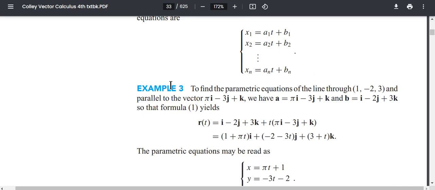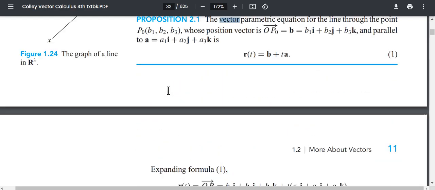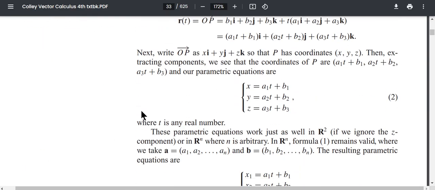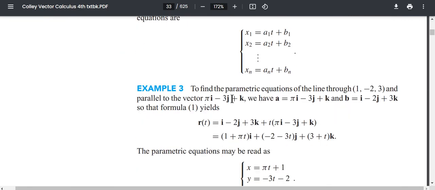Okay, if we want to try an example of this, we should be given a point and we should be given an a. So they give us a point and an a here. They say, find the parametric equations of the line through this point and parallel to this vector.